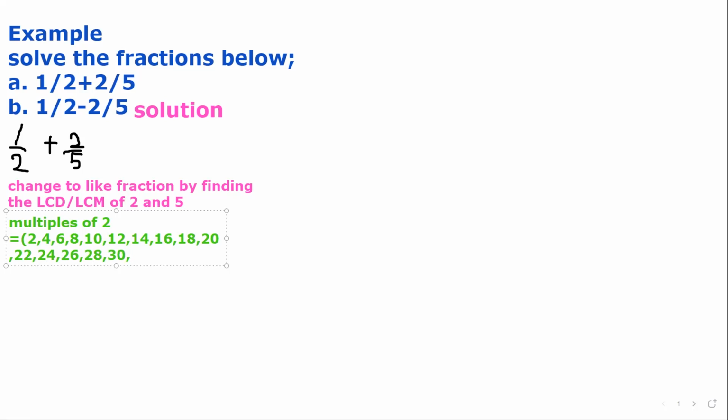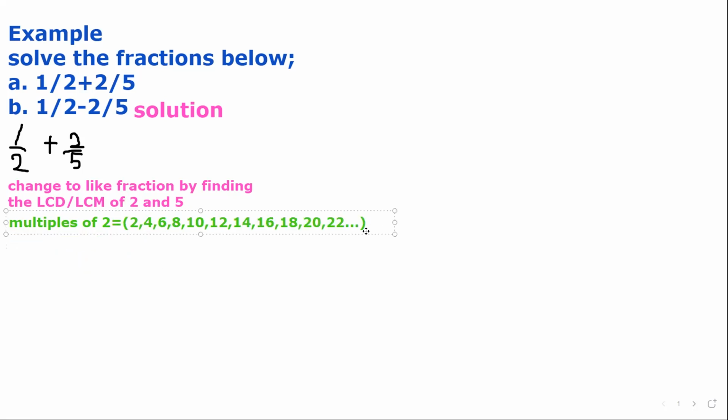So you can also list the first 10 multiples, okay? The first 10 will end at 20. Let me list up to the first 11, which is 22. So you put 3 dots at the end, indicating that the multiples have no end, or the multiples are endless, or the multiples are infinite. Okay, so you can continue later.